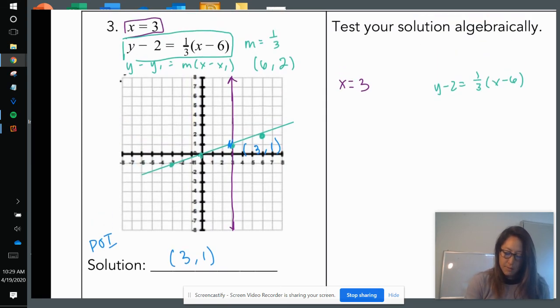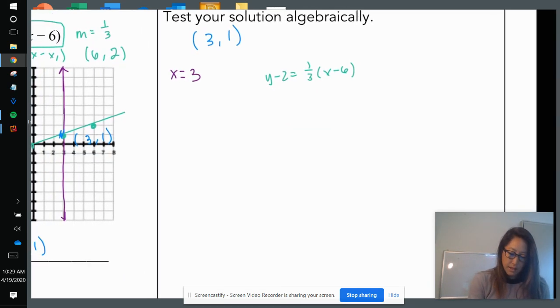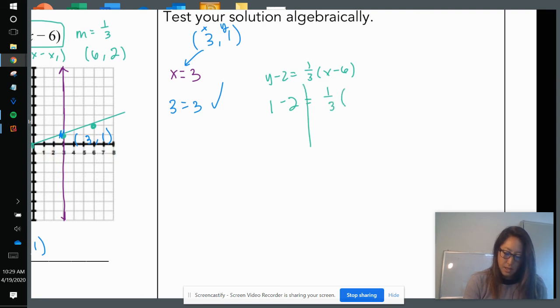So I'm going to test the point 3, comma 1 over here. And I have only an x to plug in, so I'm going to plug that in for x. 3 is equal to 3. Verified. Woohoo! All right, next one. We get y is equal to 1. I'm going to change my color. 1 minus 2 is equal to 1/3. x is 3. 3 minus 6.